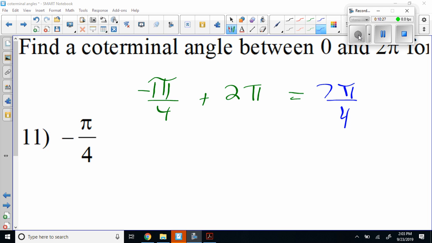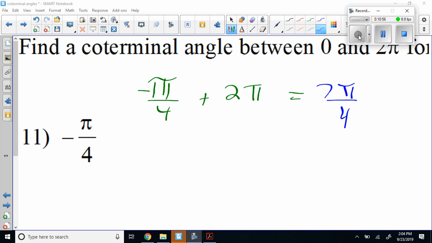Now, how do I know I can stop there? Well, one, it's an improper fraction, okay? Two, it's positive. Three, if you do 7/4 as a decimal, it's not greater than 2. Do you understand? So from a decimal standpoint, it has to be greater than 0, well, I guess it could be 0, right? And less than 2 pi, or 2.